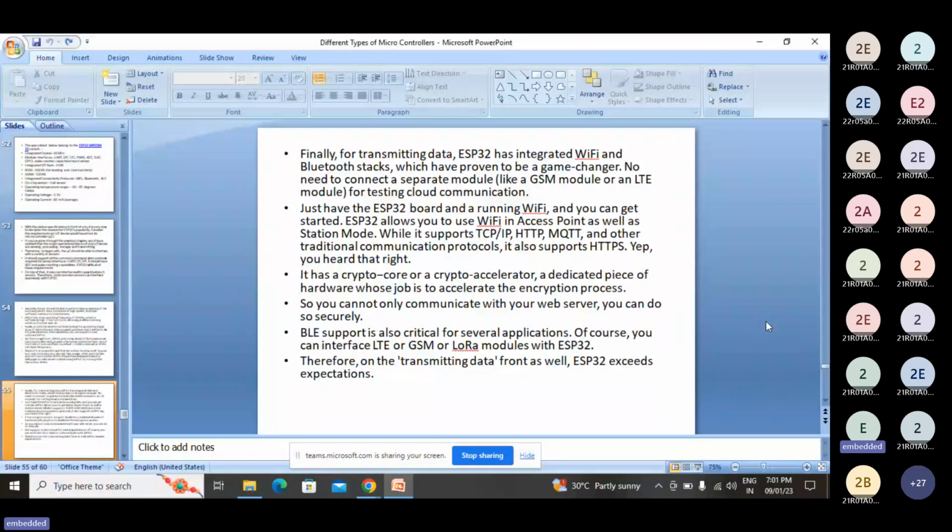It also supports HTTPS. Yes, you heard that right. It has a crypto core or a crypto accelerator, a dedicated piece of hardware whose job is to accelerate the encryption process. So you can not only communicate with your web server, you can be secure.